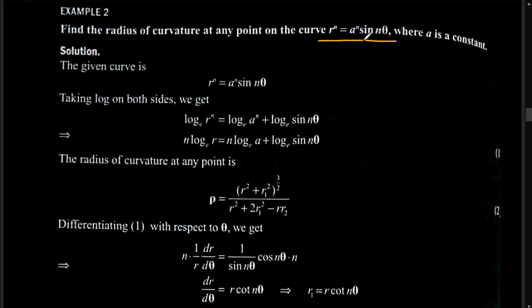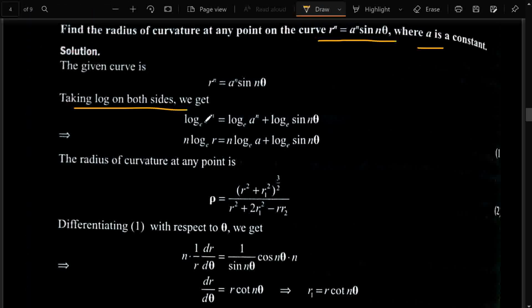Now the second question: find the radius of curvature at any point on the curve r to the power n equals a to the power n sin n theta, where a is a constant. If you get this type of question, first of all just wait, because you should not differentiate straight away. If you differentiate it, the terms will get added up and you get a big equation. That's not recommended. First, apply log on both sides to get a simpler equation.